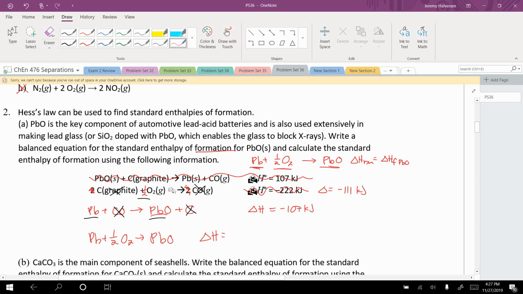So the delta H of that is negative 111 minus 107, which is going to be negative 218 kilojoules. So since this reaction is the formation reaction for PbO, the delta H of this reaction is going to be the delta H of formation of PbO, which is exactly what it asks us to find.